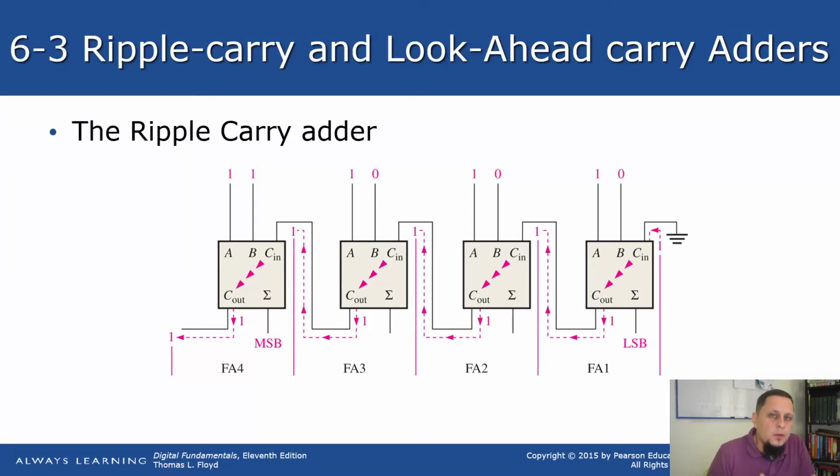So now let's talk about the ripple carry and then the look ahead carry adders. So what is the ripple carry adder? Imagine you have this kind of adder. This is a 4-bit parallel adder. You can see we have the 4 full adders, right? And we have the 2 input sequences A and B, and each has a 4-bit length.